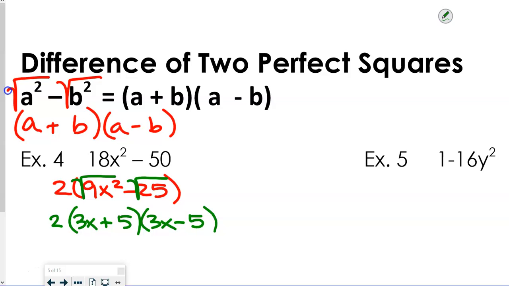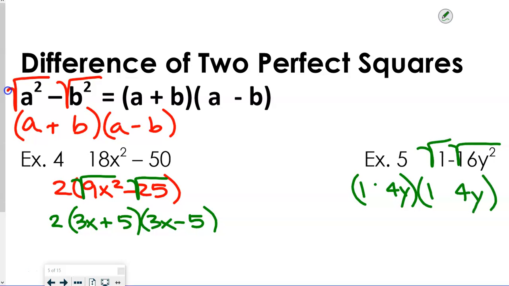Okay, let's look at example 5 now. Again, our process, we're going to take a square root of this. There definitely is not a GCF here, okay? So in the parentheses, we're going to put a 1 and a 4y and a 1 and a 4y, again, plus and minus.